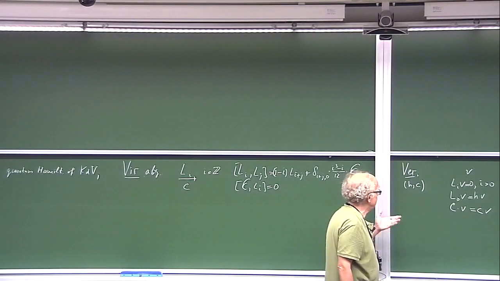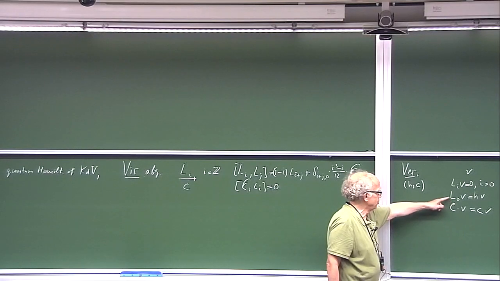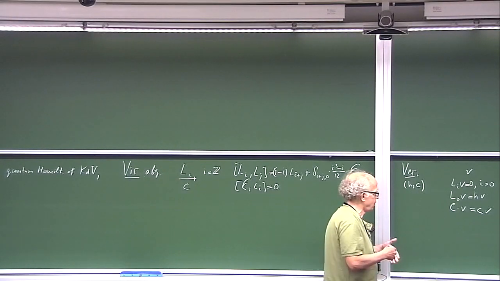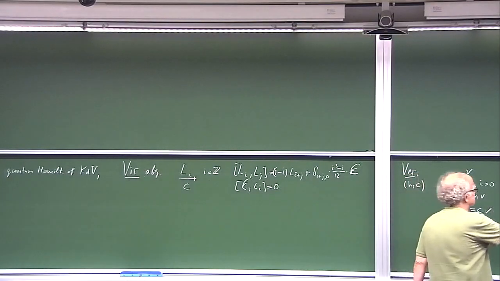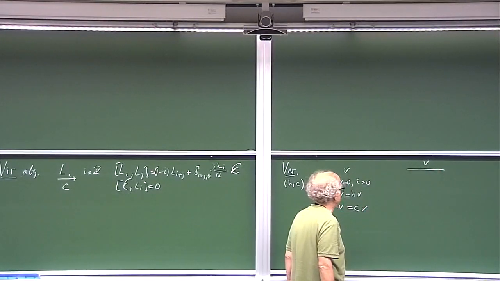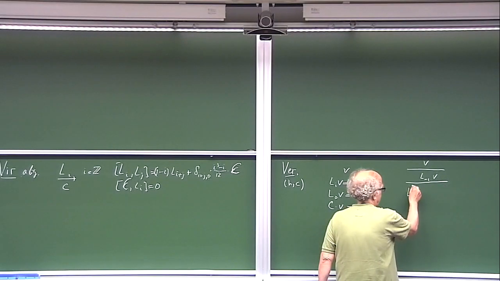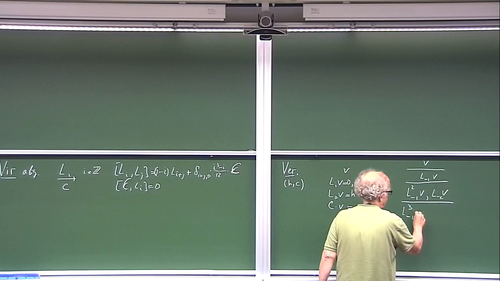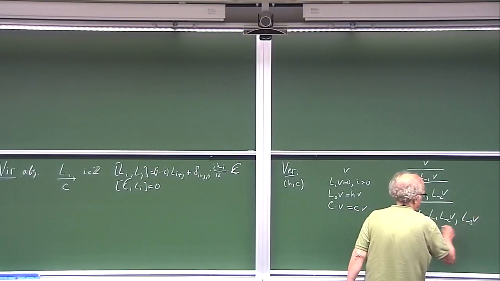If it is the Verma representation, it means that positive L_i kill the highest weight vector, and we know how L_0 and c act on it. All other operators freely give us new vectors in the representation. So the representation itself looks in the following way. We have v, usually understood as the vector at the top. Then I can act by L_{-1} on v and get a new vector. Then I can act by L_{-1} squared, L_{-2}, L_{-1} cubed, L_{-1} L_{-2}, L_{-3}, and so on.